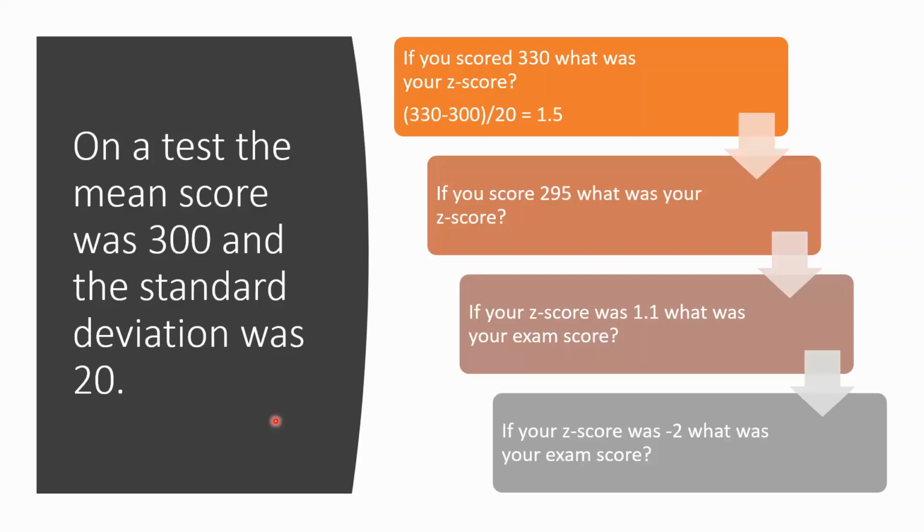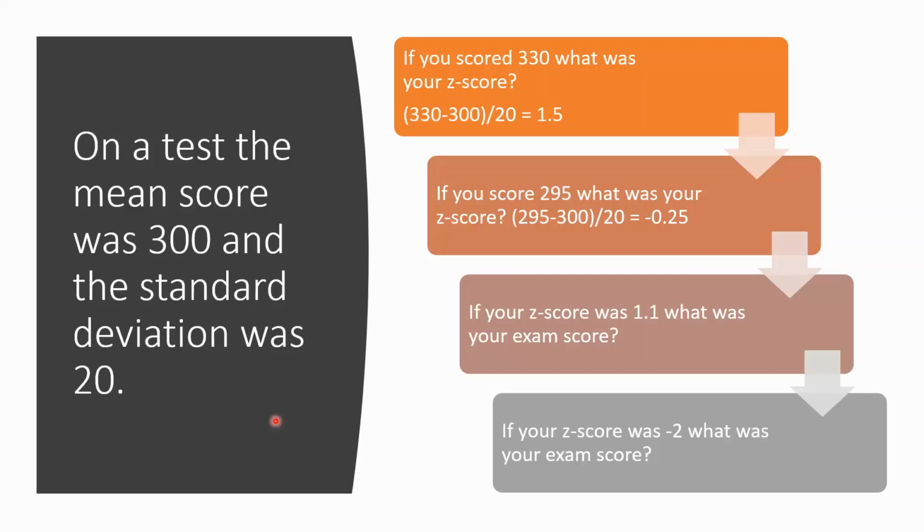What if you scored 295? What was your z-score? Well, just do the calculation again. 295 minus 300 over 20 equals negative 0.25, meaning that you are 0.25 standard deviations, or 1/4 of a standard deviation, below the mean. The negative tells you you were below.